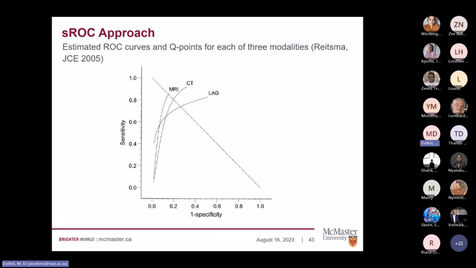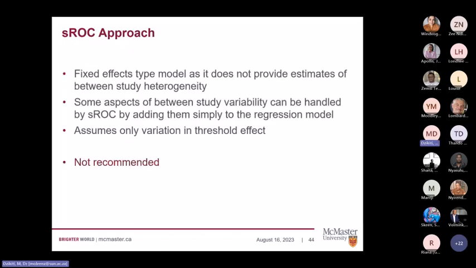over all the studies. The major problem with this is that this is like a fixed effects type of model. And there is no between study heterogeneity included in here. It's a standard regression model. And therefore, the between study heterogeneity that we use in standard random effects models is not included. It only assumes variation in the threshold effect, that the thresholds are different, but no between study heterogeneity.